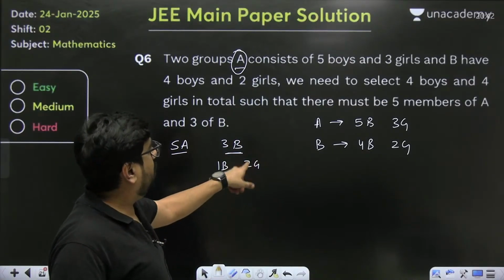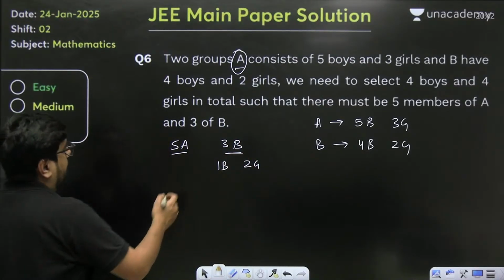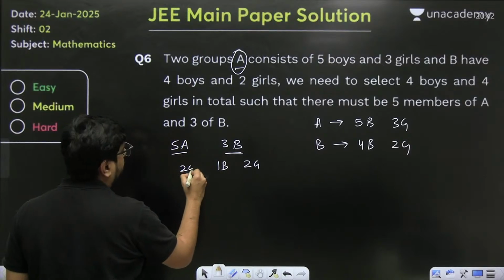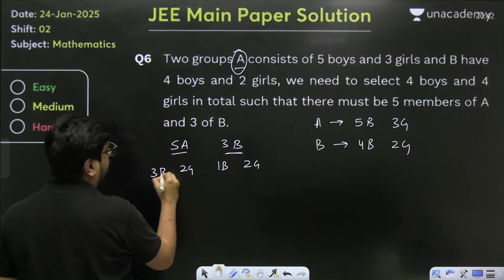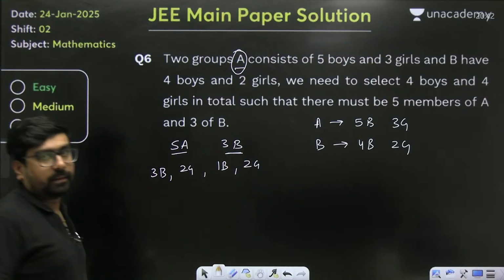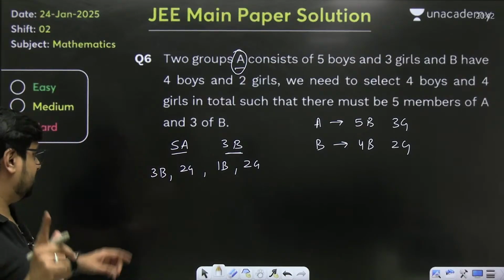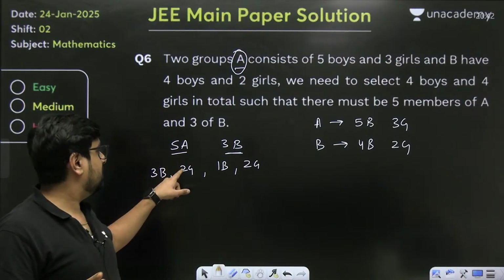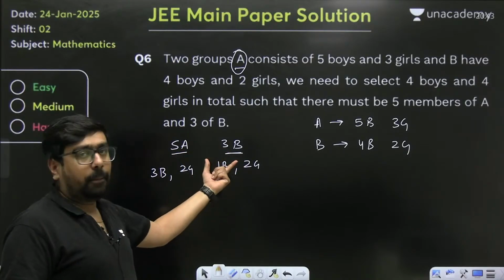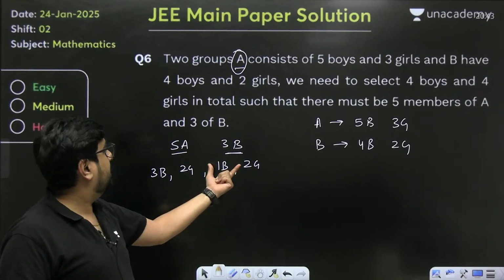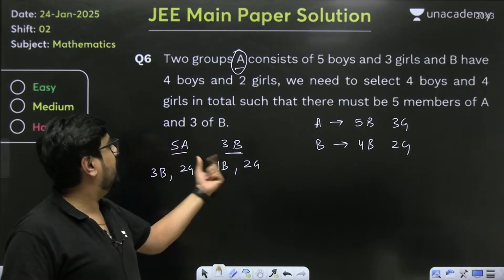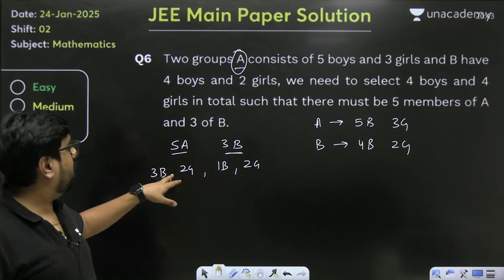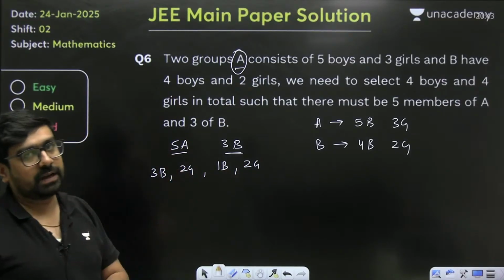Now 4 boys and 4 girls should be there. So here 2 girls will have to be picked, and 4 boys should be there, so 3 boys will have to be picked. This is one case: 3 boys, 2 girls from A, and 1 boy, 2 girls from B. From group B we need 3 members, and only two girls are there in group B. If we want 4 girls, 2 girls we can pick from here, 2 girls from here.